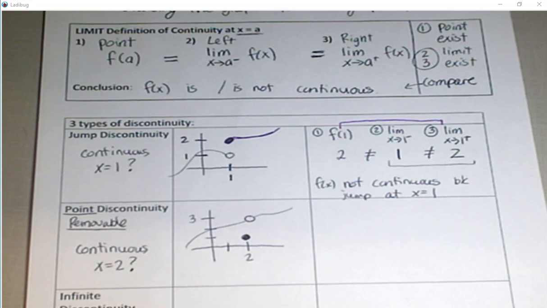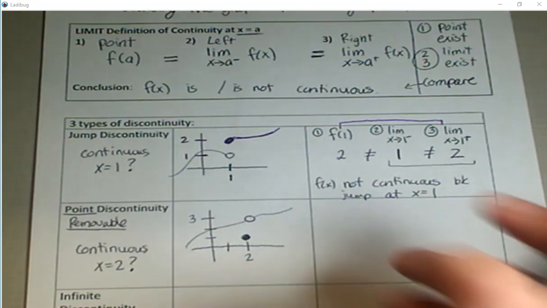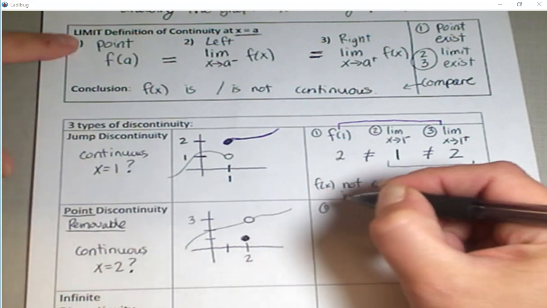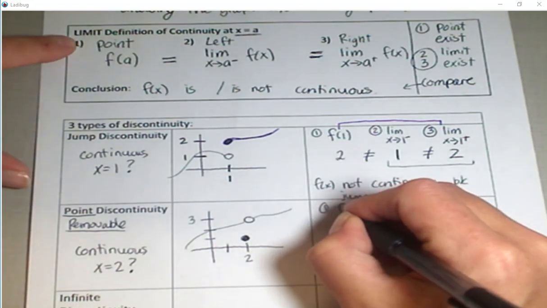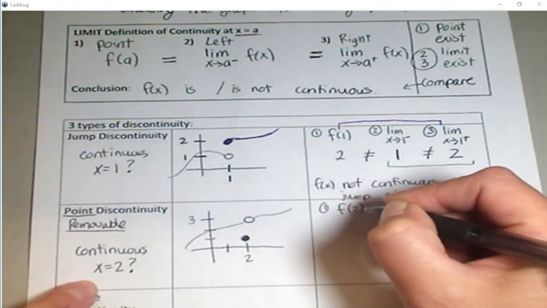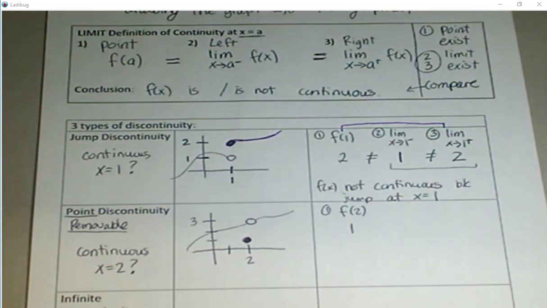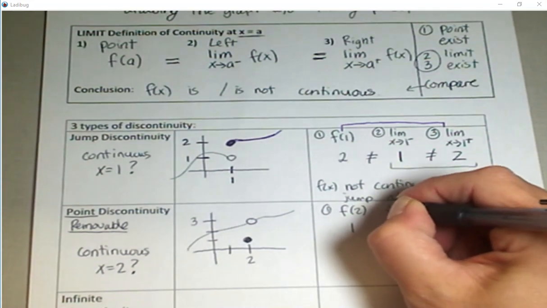Okay, so I can look at it and see it's not continuous. I have to lift my pencil to draw this, but I want to see what the algebra says. So the first thing I do is check the point. f of 2 is 1. Okay, there's a point. Now I have to see if the line actually comes into the point.